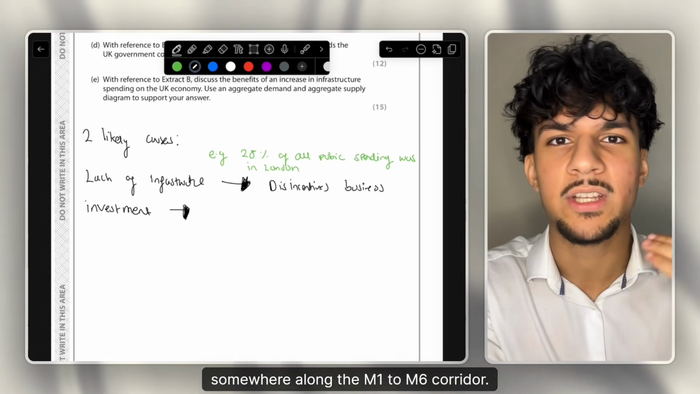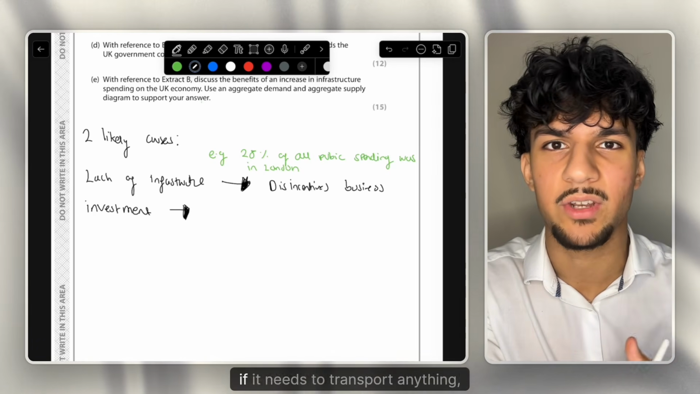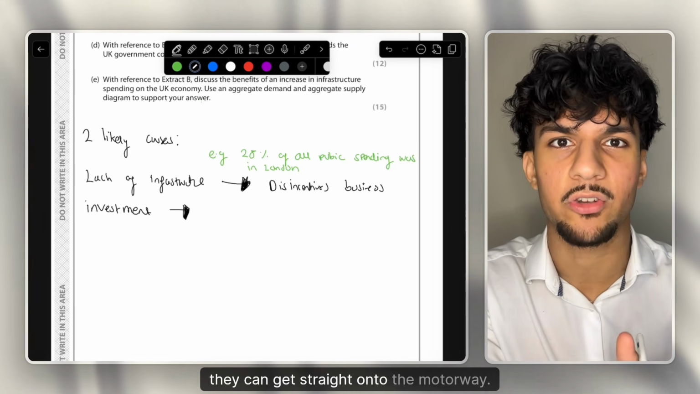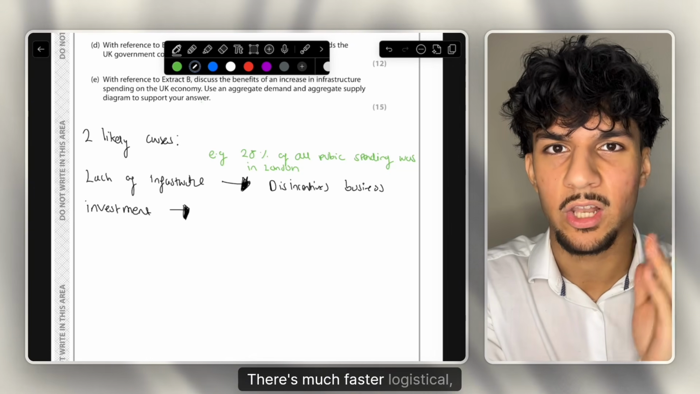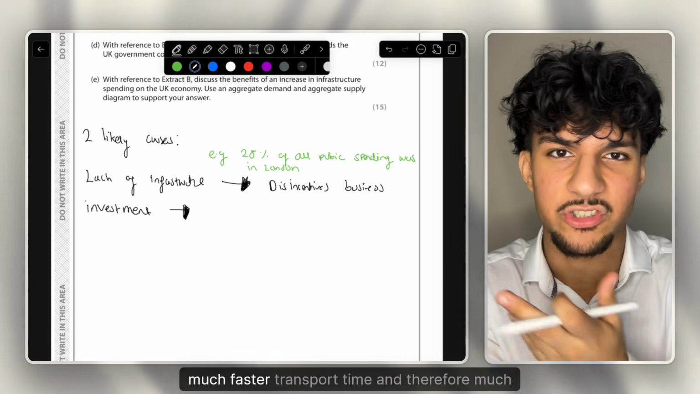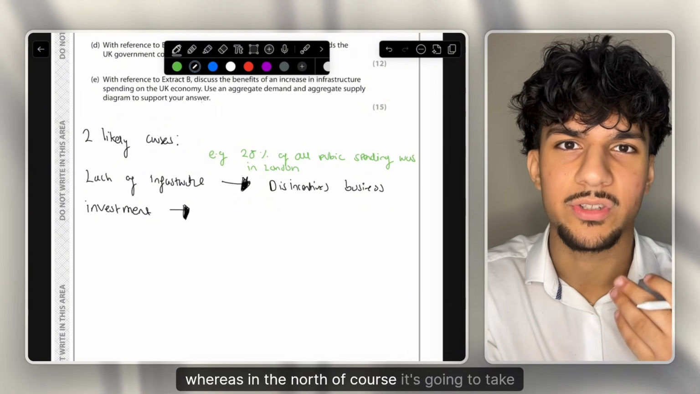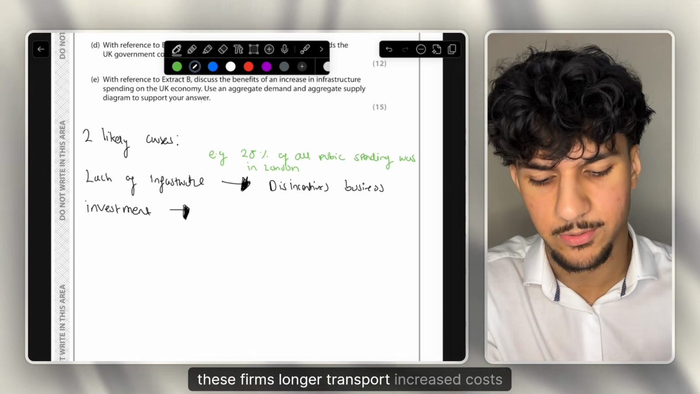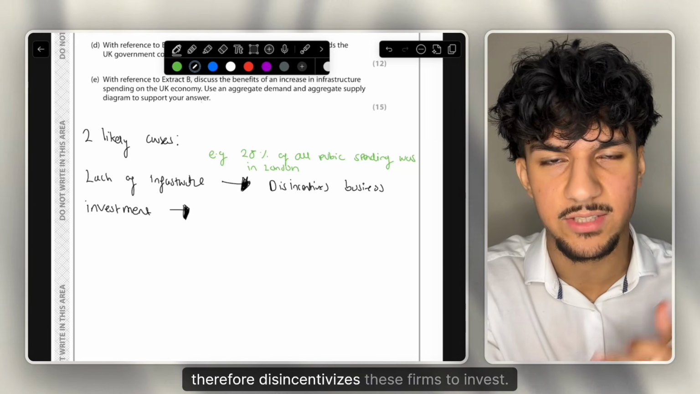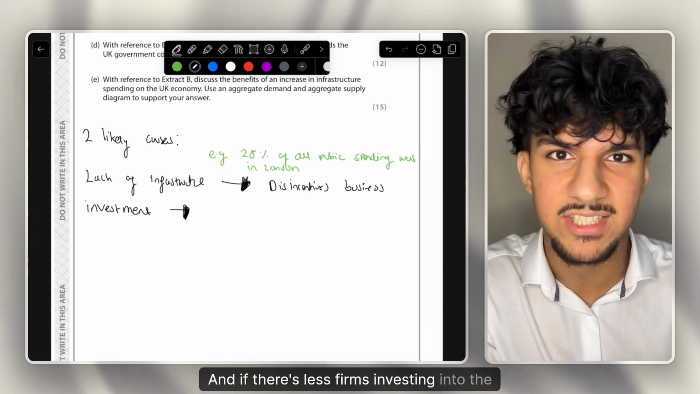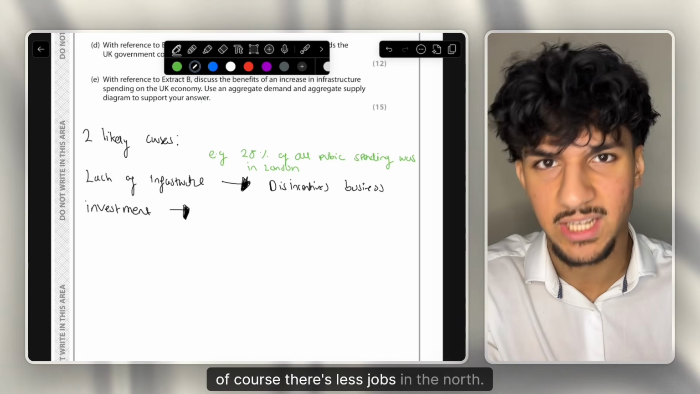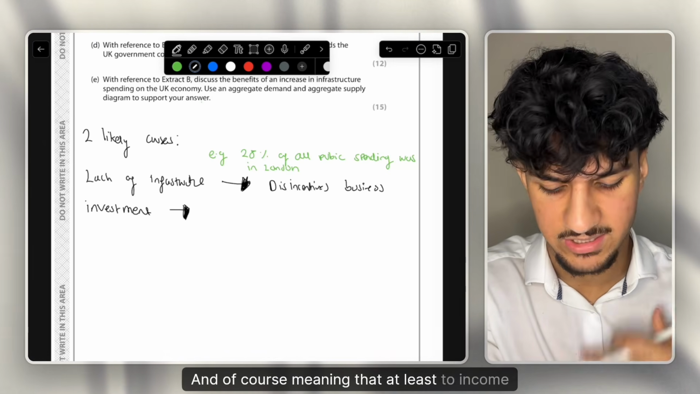since if it needs to deliver goods, if it needs to transport anything, they can get straight onto the motorway. So there's much faster transport time, and therefore much lower logistical costs. Whereas in the north, of course, it's going to take these firms longer to transport, increasing costs, therefore disincentivizing these firms to invest. And if there's fewer firms investing in the north, of course, there are fewer jobs in the north, meaning that it leads to income inequality.